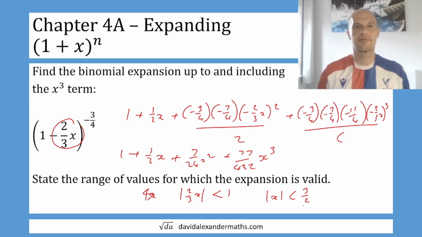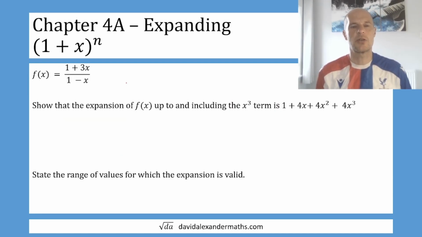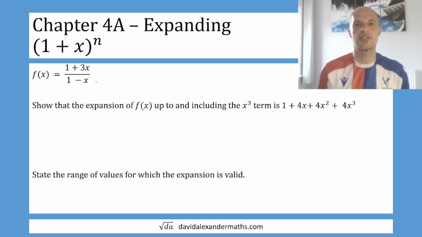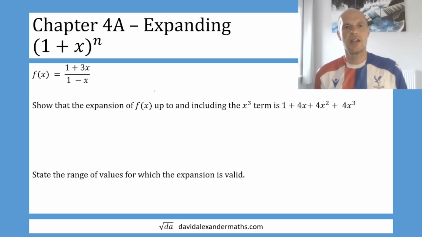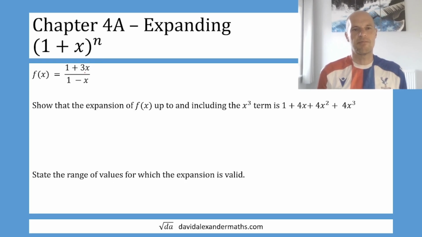So this is a question that might cause some problems, so we need to expand this using the binomial expansion up to and including the x cubed term. Now the problem is, well, we've got a bit of a fraction, but what we can do is write it as 1 plus 3x multiplied by 1 minus x to the negative 1. We're going to expand this using the binomial expansion, and then afterwards just multiply it through by 1 and 3x.